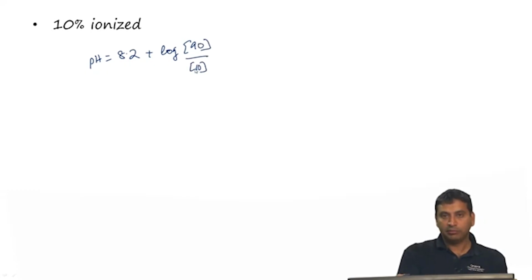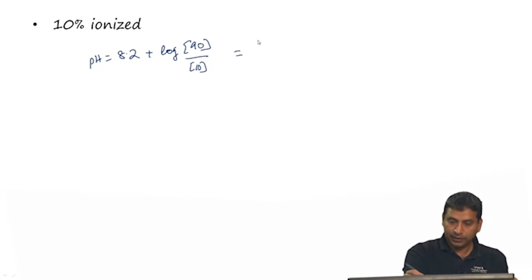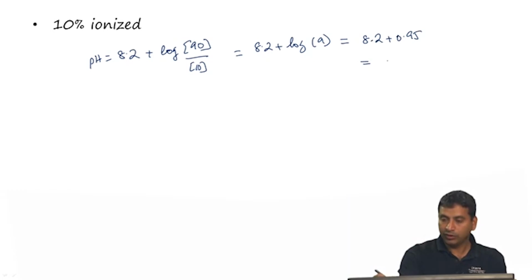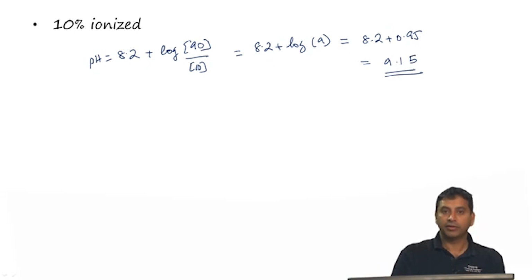Okay. So, 10% ionized means there is going to be 90% of the unionized form or the unprotonated form, and so this value is going to become 8.2 plus log of 9, which is a value of 0.95, and that is going to give you 8.2 plus 0.95, which is going to give you 9.15. Okay. So, again this pH is not practical in our system.